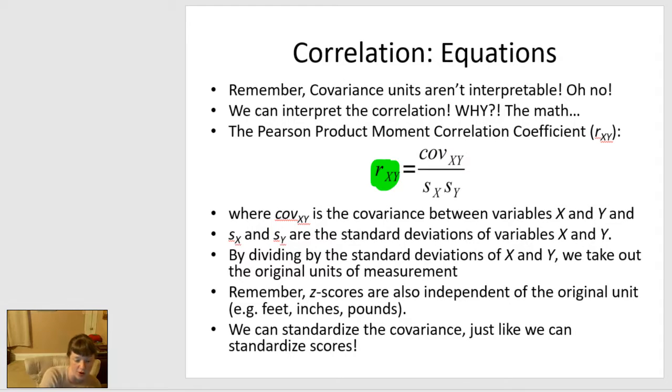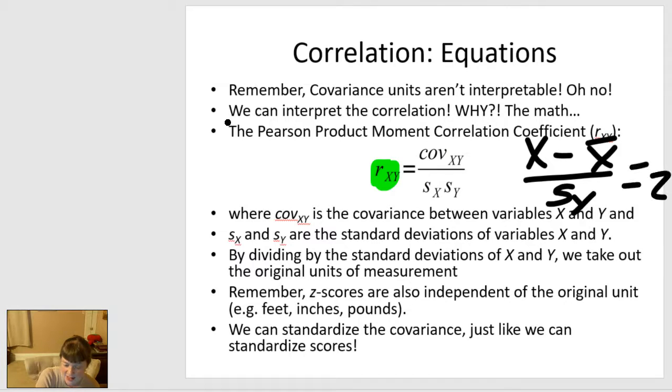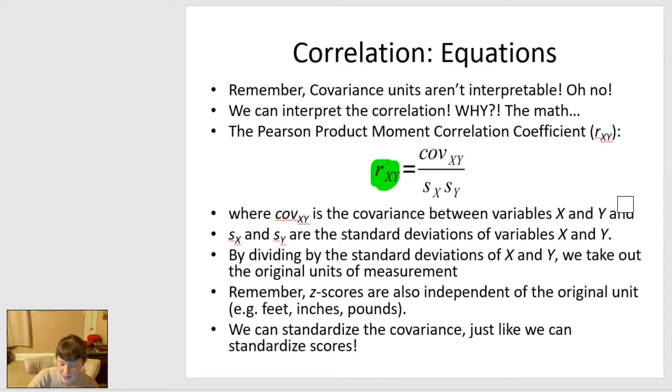Kind of like when we did a z-score, we took the score minus the average and divided by the standard deviation, and that standardized it. I know, that was so long ago. Dividing by the standard deviation gave us a standard index. Well, it's the same thing here with the covariance. Take the standard deviation for x and the standard deviation for y, and then divide the covariance by the two standard deviations, and that will give you a standard index of the relationship between the two variables. All you're doing is standardizing the covariance. That's it. Just like we used to standardize scores.